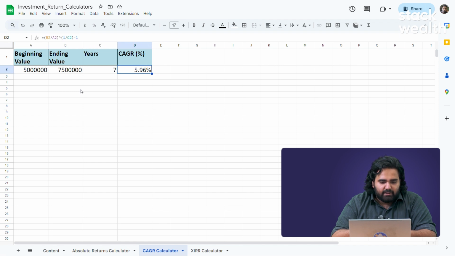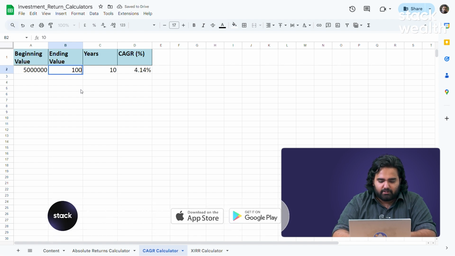But I think we can, let's try something where the CAGR is 12%. Sorry, CAGR is 12%. So that means let's keep 10 years, and let's keep it 1 crore.